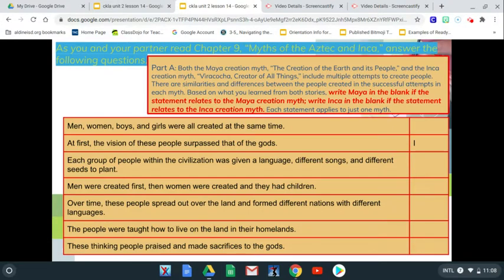So, the instructions say write Maya in the blank if the statement relates to the Maya creation myth, and write Inca in the blank if the statement relates to the Inca creation myth, and each statement applies to one myth. So for number one, it says men, women, boys, and girls were all created at the time. So do we think, if we look back in our reader from chapter 9, do you think it's the Inca or the Maya? It is the Inca. Remember, he created all of those at the same time.